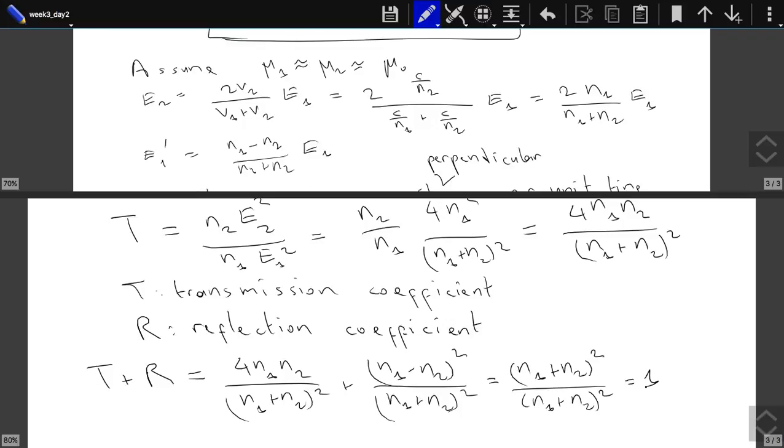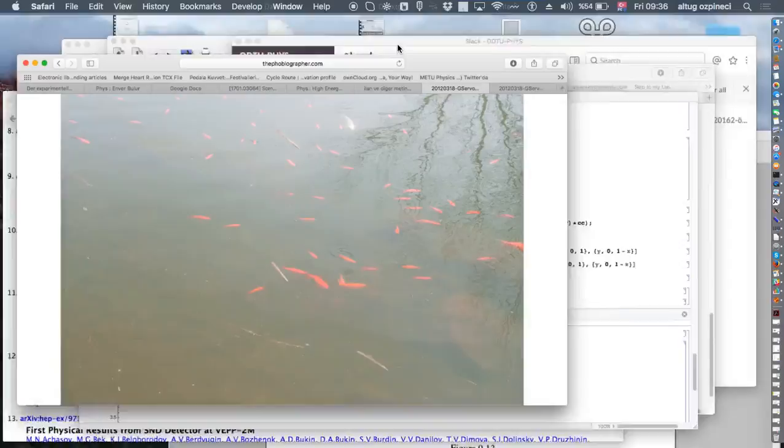In the next hour, we will basically repeat the same things, but this time not for a wave that goes perpendicular to the surface, but at an angle. What happens then? Okay, 10-minute break.